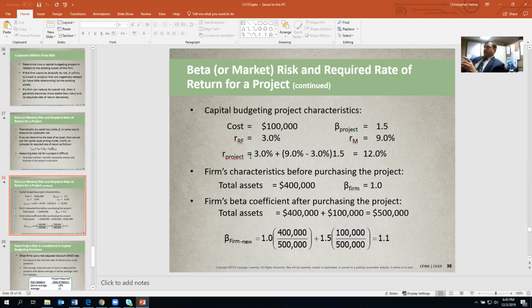The rate on the project is 9%. So the rate on the project is 3% plus 9 minus 3% times your beta. So that's going back to this formula right here. That equals 12%. So the required rate of return is 12%.